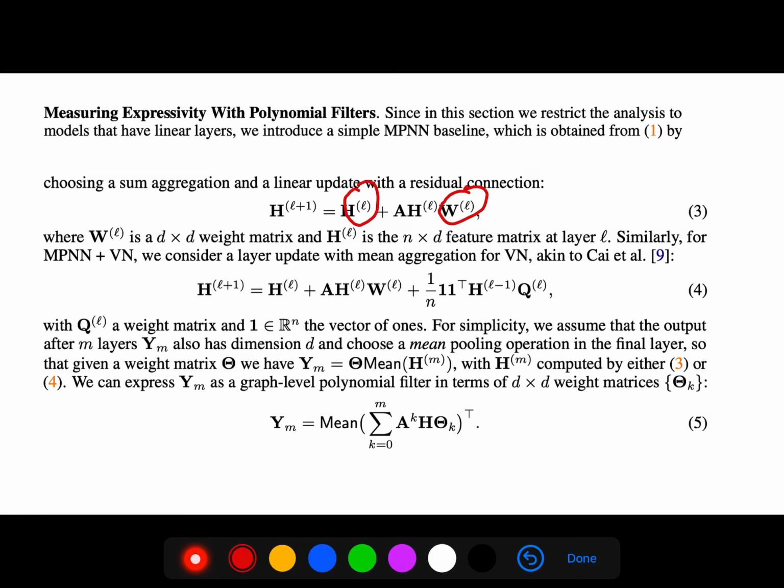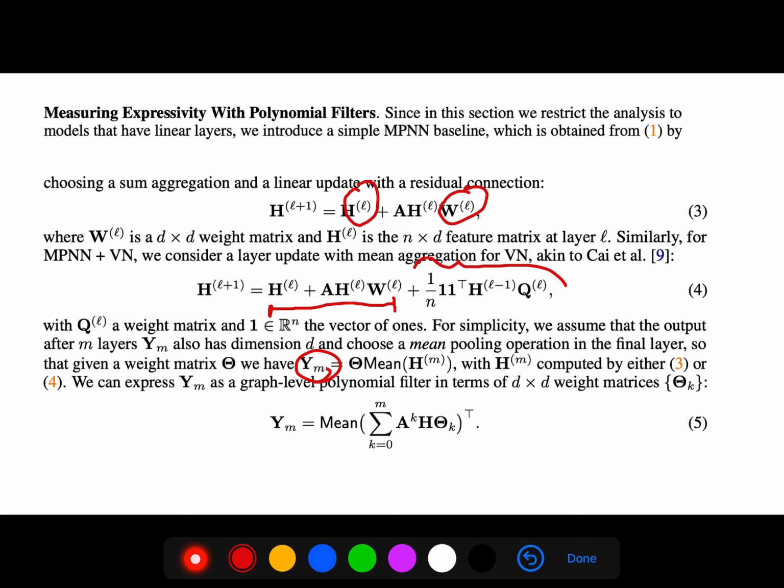So similarly, up to this point we know that we also add another term, where Q is a weight matrix and the vector of ones. For simplicity, we assume that the output after M layers, Y sub M, also has dimension D, and choose a mean pooling operation in the final layer, so that given a weight matrix theta, we have Y sub M, which is theta mean of H, with H computed by either 3 or 4.